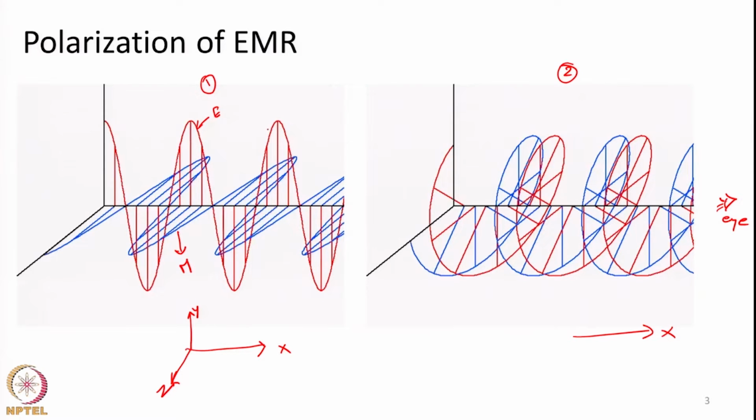In figure 1, the polarization in which the electric field is vibrating in only one particular plane, we call a plane polarized wave. That is, the electric field is oriented in only one particular plane. Whereas in figure 2 we call this a circularly polarized wave, or circular polarization.